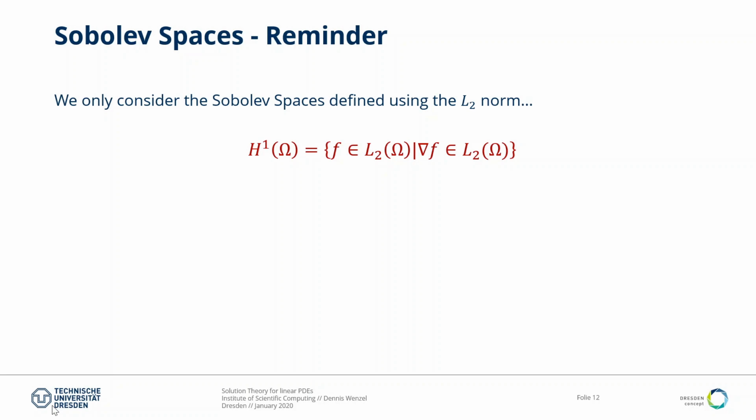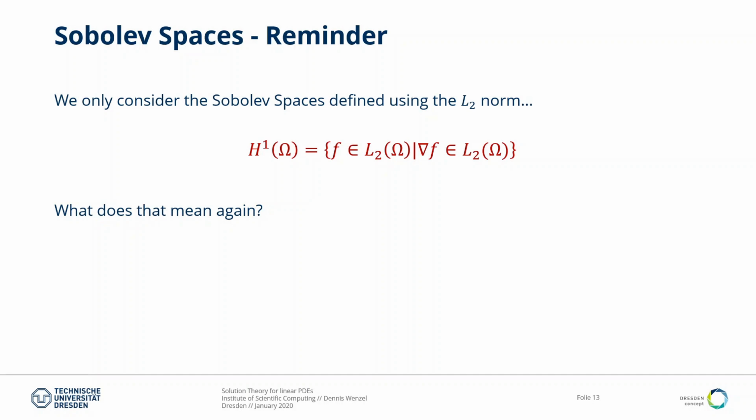And what's most interesting or important for us are the H1 spaces. So H1 is the space of L2 functions such that the gradient is again an L2 function. So important here, this is the weak gradient. You always talk about weak derivatives here. And yeah, let's take a quick look at what this means.